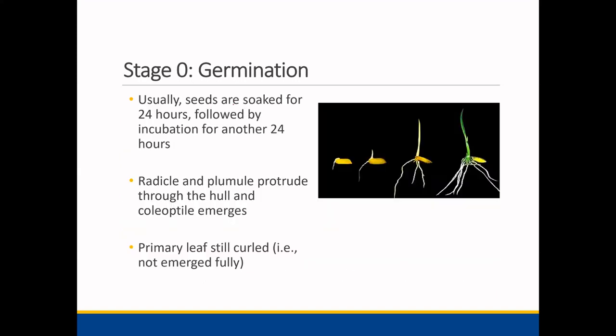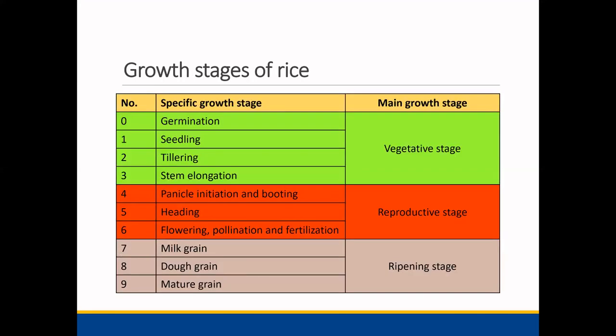So if you go to stage 0, that is germination, we are going to study that now. In this table, we have the stages ranging from 0 to 9, so 3, 4, 3, that is 10 specific stages we have. We are going to study all 10 in detail.